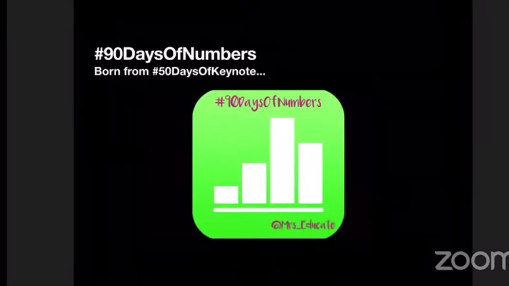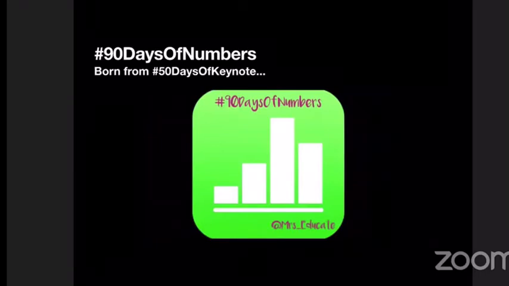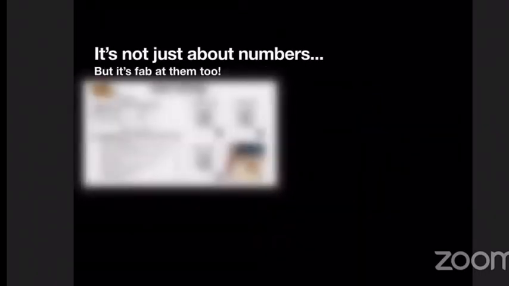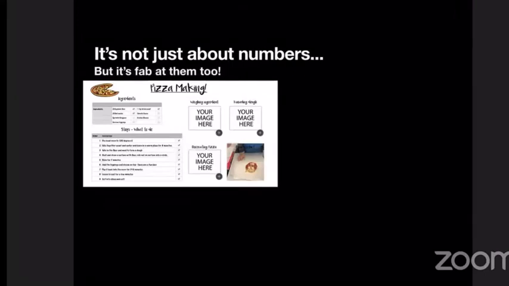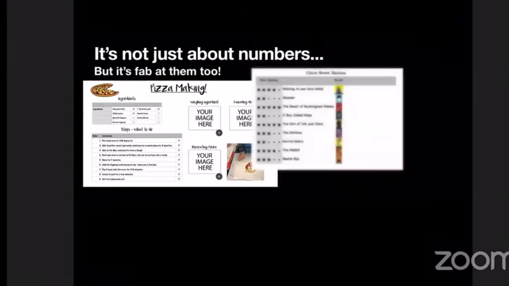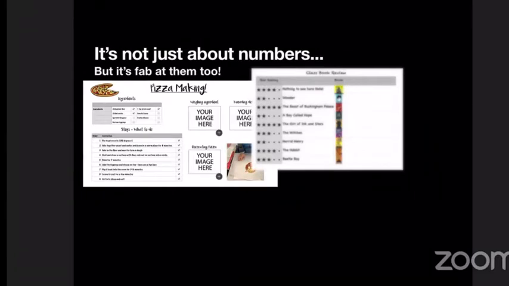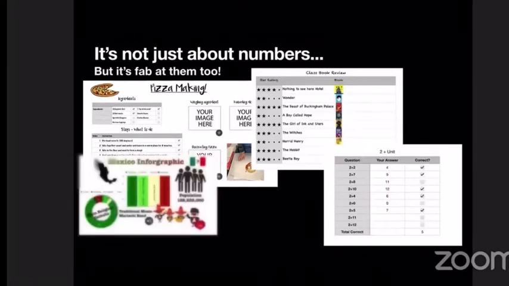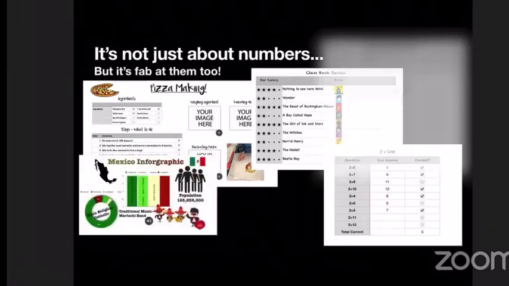So like I said, it's not just about numbers, although it is fab for them as well. There are lots of other things that we can do with the numbers application. So these are just a few things popping up on the screen that I have created in my 90 Days of Numbers that we're going to talk through today. And you can see that I think probably in the past I thought of numbers as a very bland, very boring looking application, very grey and black. But actually, as I've gone through, I've learned that it's a much more colourful, a much more adaptable application.